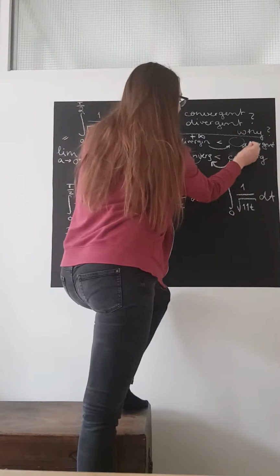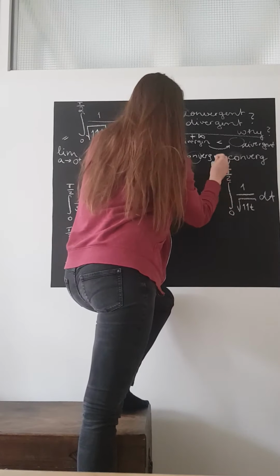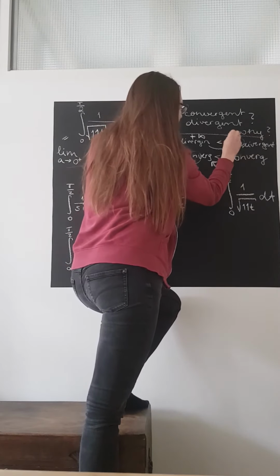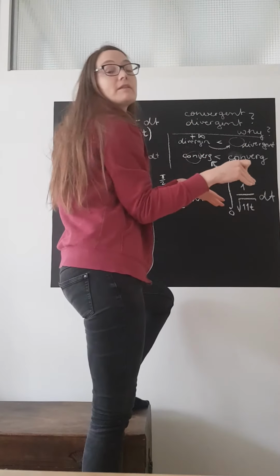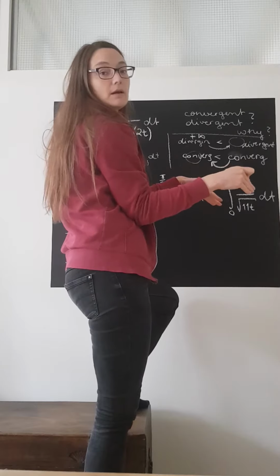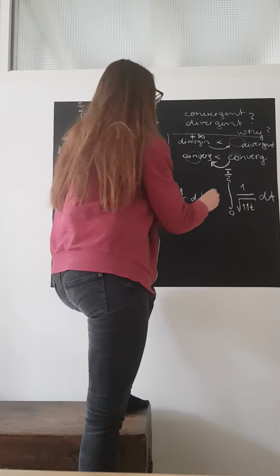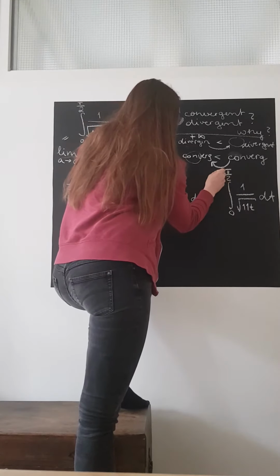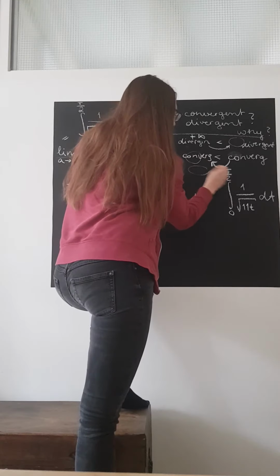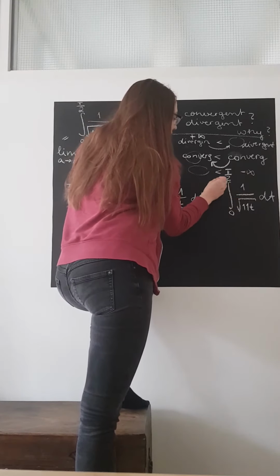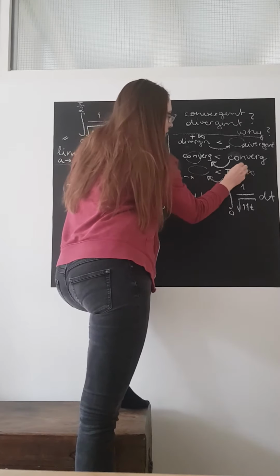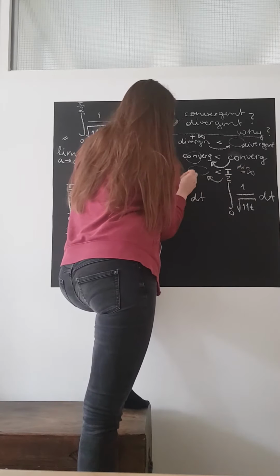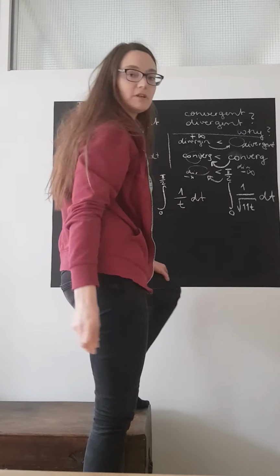And same if I have something that is going to minus infinity. If I'm always smaller than something that is going to minus infinity already, then I also know that I'm going to minus infinity. So if I'm smaller than something that is going to minus infinity, well, for sure, I'm also going to minus infinity. So from here, divergent to minus infinity, also divergent to minus infinity follows.